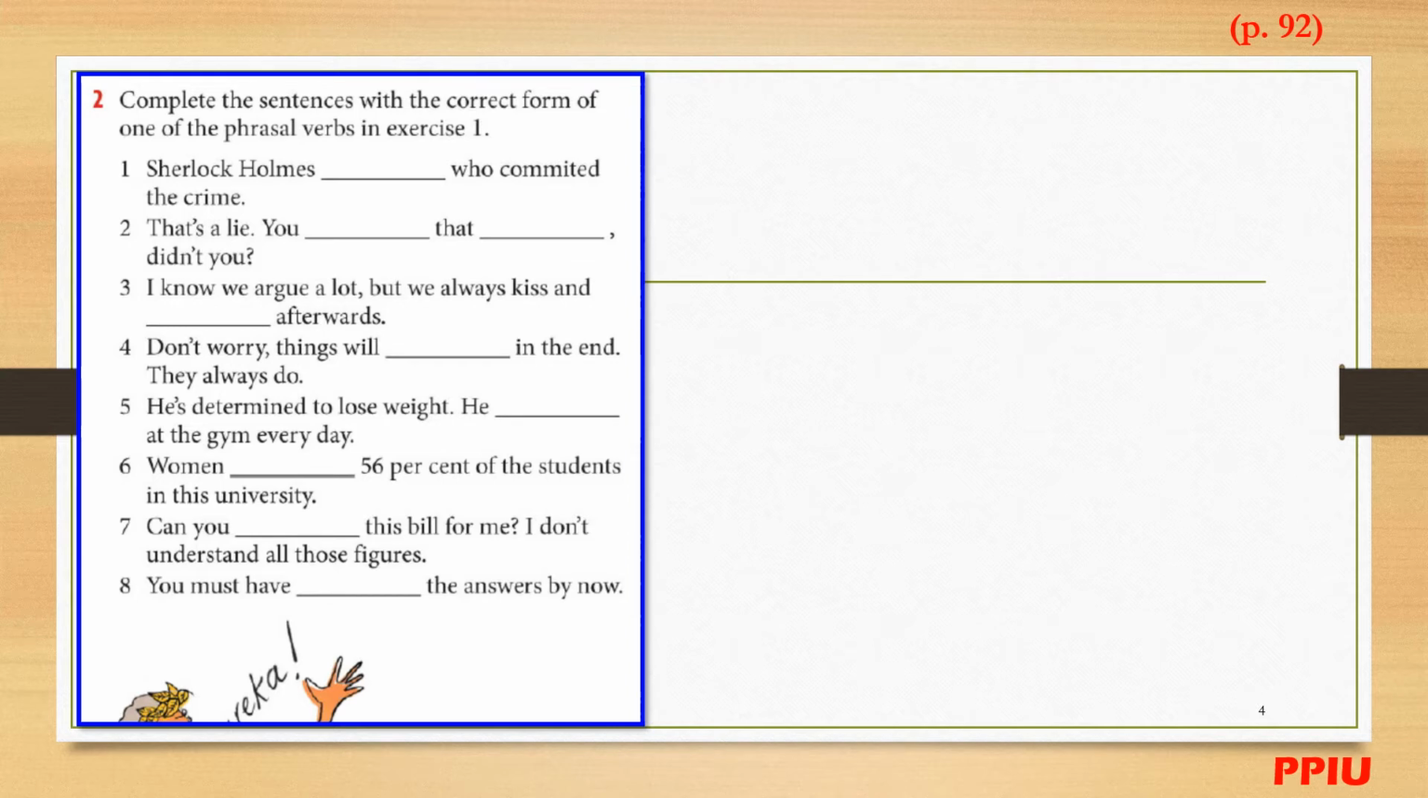Okay, so now move to exercise number 2 on page 92, the same. Complete the sentences with the correct form of one of the phrasal verbs in exercise number 1. Make up or work out or something here. So just use those phrasal verbs and fill in exercise number 1 to number 8, right? I give you 2 minutes to complete it, and after that, we are going to check the answers together, right? Okay.